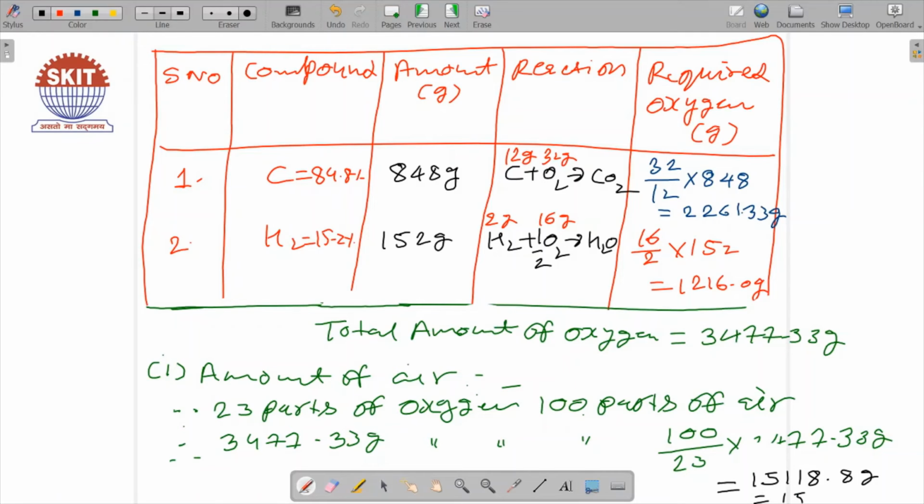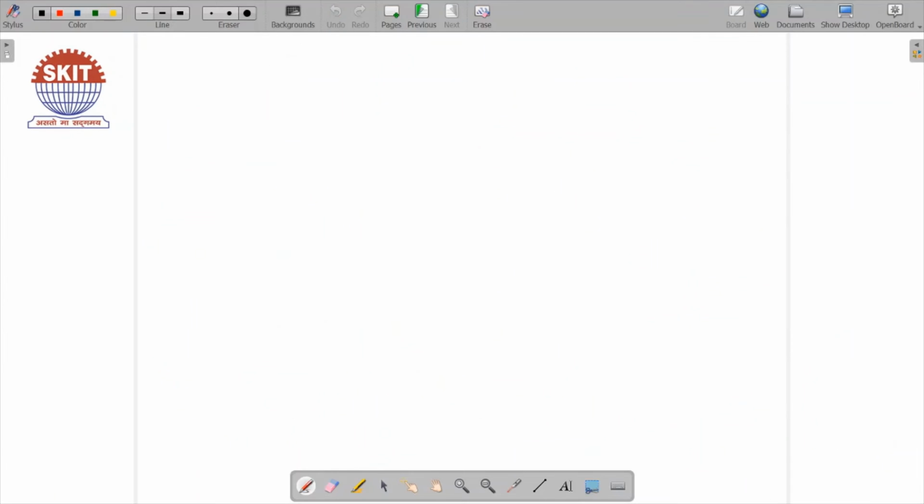So the final answer will be 15.12 kg. This is the amount of air for complete combustion of this fuel, but in this numerical we will convert this value into volume.